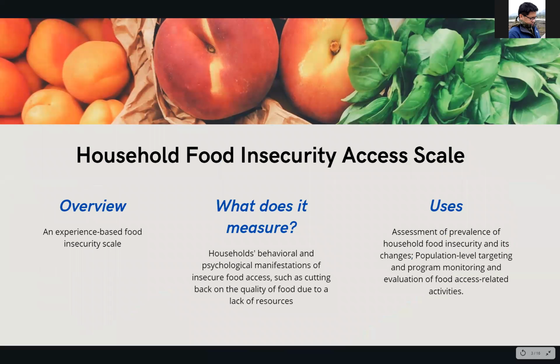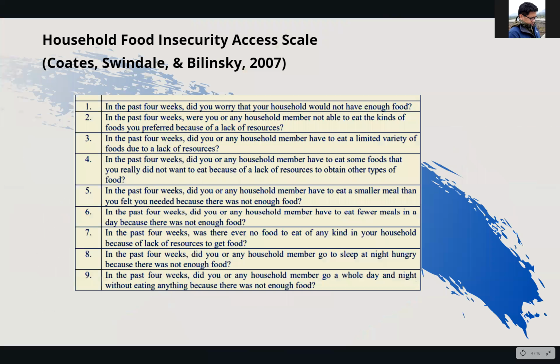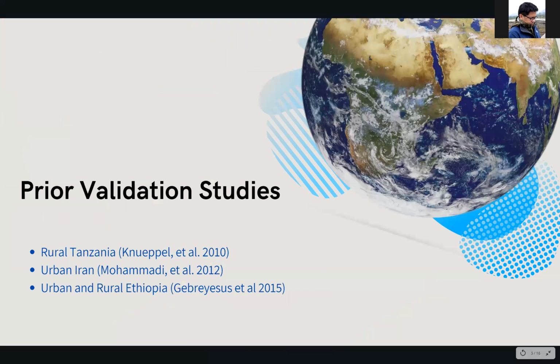For this particular presentation, we tested for measurement invariance using the Household Food Insecurity Access Scale, one of the more commonly used experience-based food insecurity scales. The scale comprises 9 items, and here are the 9 items that comprise the scale.